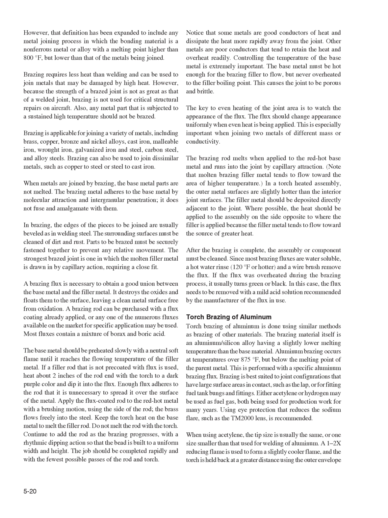Torch brazing of aluminum is done using similar methods as brazing of other materials. The brazing material itself is an aluminum/silicon alloy having a slightly lower melting temperature than the base material. Aluminum brazing occurs at temperatures over 875 degrees Fahrenheit, but below the melting point of the parent metal. This is performed with a specific aluminum brazing flux. Brazing is best suited to joint configurations that have large surface areas in contact, such as the lap, or for fitting fuel tank bungs and fittings.